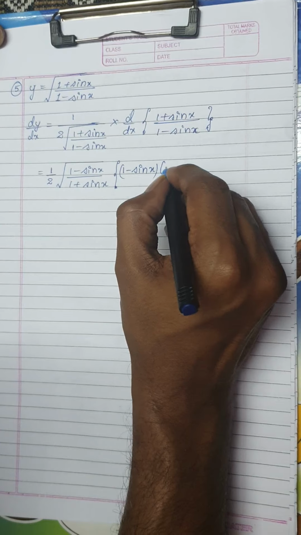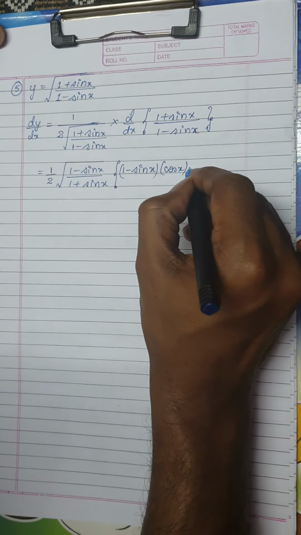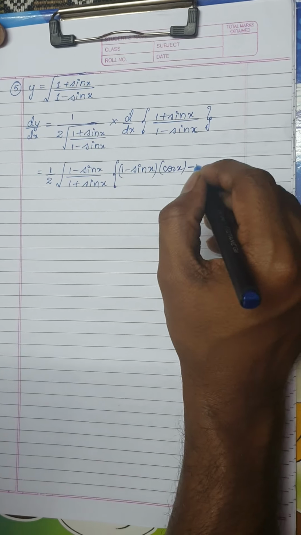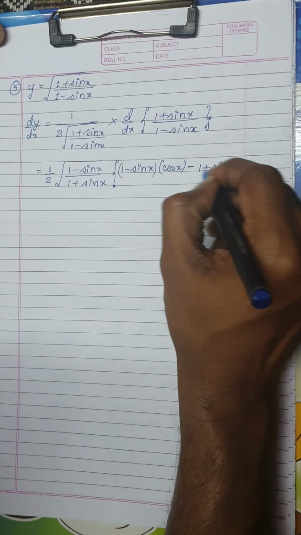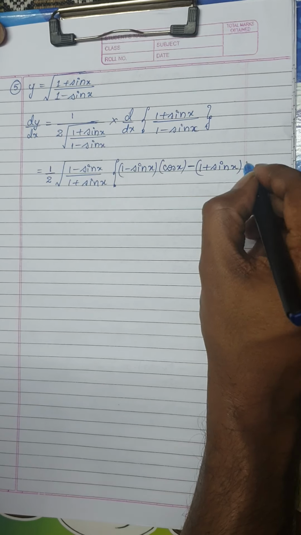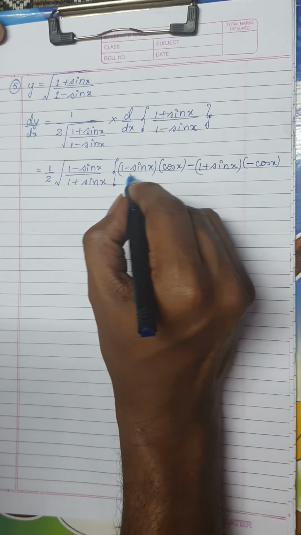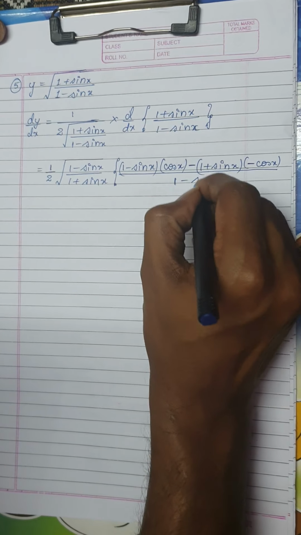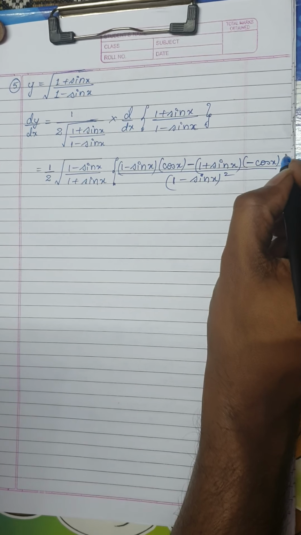So derivative of 1 is 0, derivative of sin is cos x. Okay, minus, remember for the quotient rule, the in between term is negative, minus. Okay, so now 1 plus sin x is kept as it is, derivative of 1 minus sin x. So derivative of 1 is 0, derivative of minus sin x becomes minus cos x. Okay, whole divided by, I have (1 minus sin x) whole square.